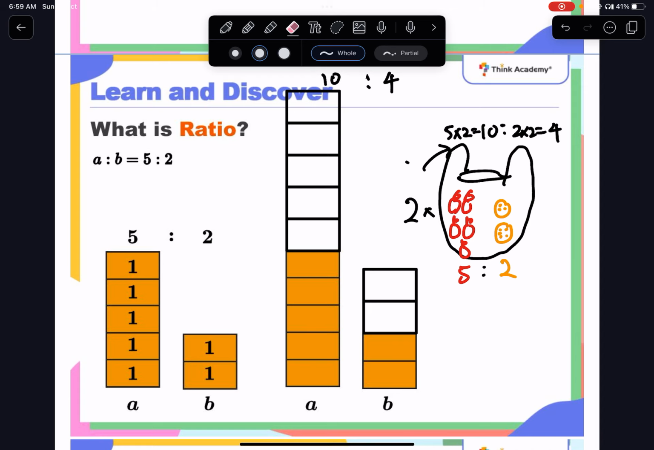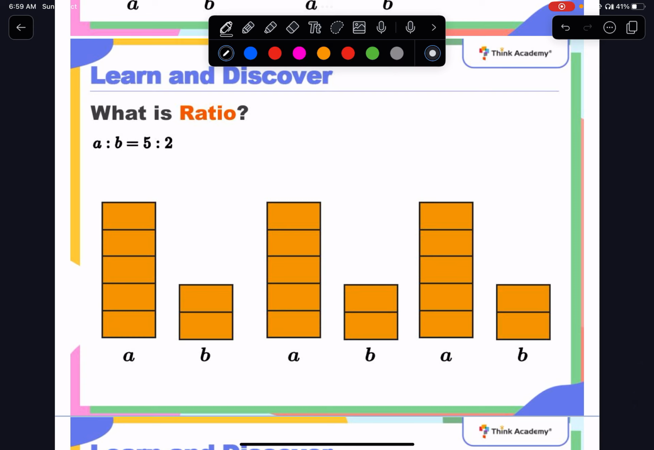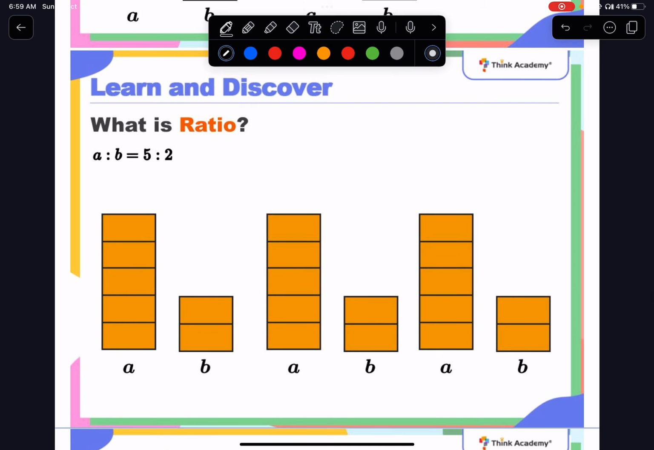If you get it, then I can show you another example. So you can also think of ratio this way. A to B means 5 to 2. It means A is always 5 blocks and B is always 2 blocks. But the value of each block may not be the same. So maybe all of them are 1, then it is 5 to 2, right? But maybe one block is actually 2, then it would be 10 to 4, right? But they have the same structure. It is 5 blocks to 2 blocks.